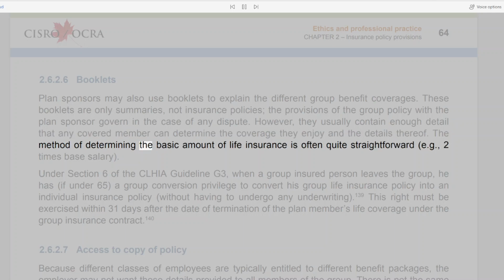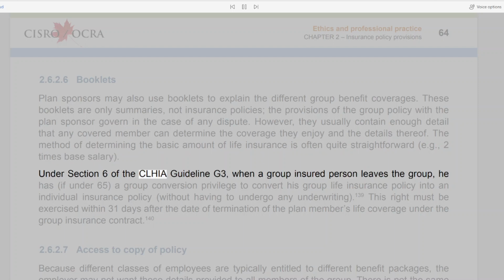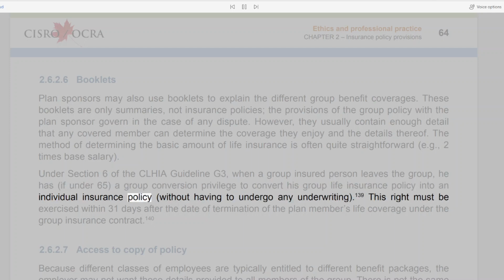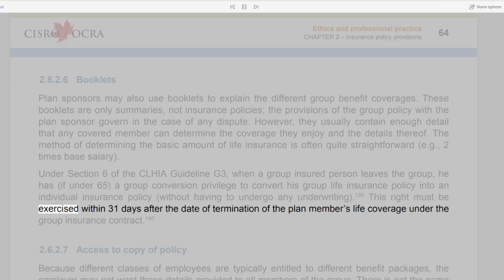The method of determining the basic amount of life insurance is often quite straightforward. Example, 2 times base salary. Under Section 6 of the CLHIA Guideline G3, when a group insured person leaves the group, he has, if under 65, a group conversion privilege to convert his group life insurance policy into an individual insurance policy, without having to undergo any underwriting. 139 This right must be exercised within 31 days after the date of termination of the plan member's life coverage under the group insurance contract. 140.